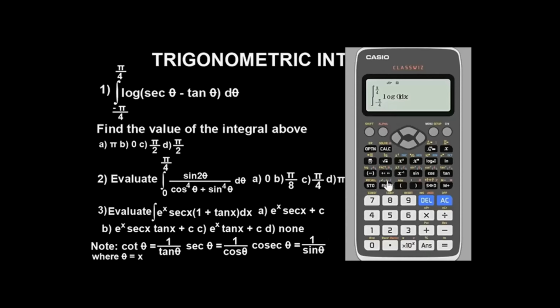Okay guys, so instead of putting sec, we put 1 over cos, that is a fraction. So we have 1 over cos. This is our cos. So we replace the theta with x. Very, very simple, guys.